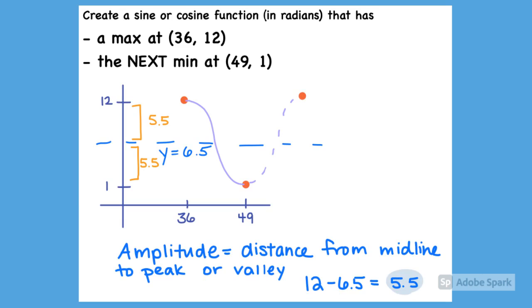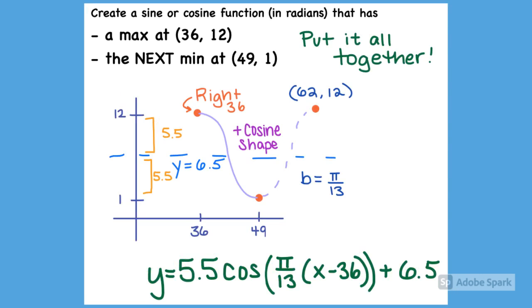Last, I need to find the amplitude, which we know is the distance from the midline to a peak or a valley. So what I did was I went from 12 to 6.5. 12 minus 6.5 is 5.5. That's also the distance from 6.5 down to 1.